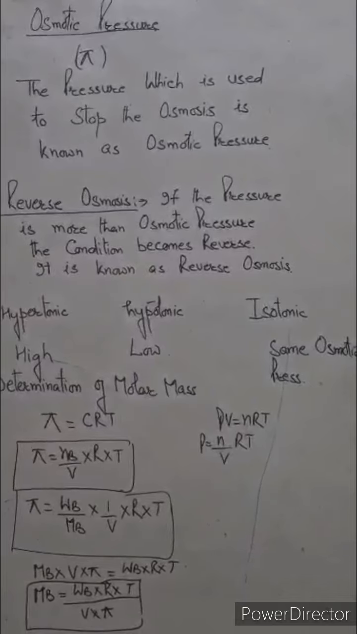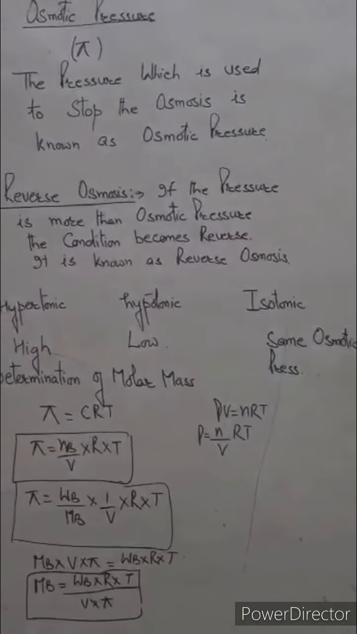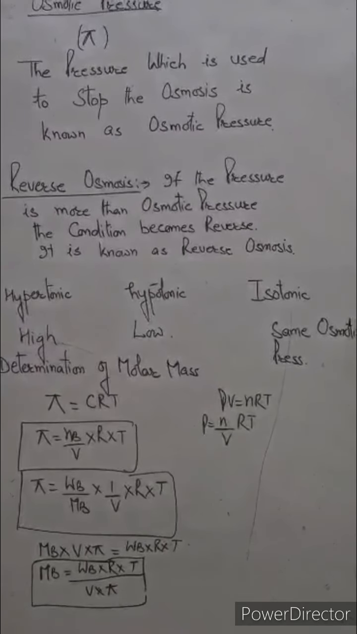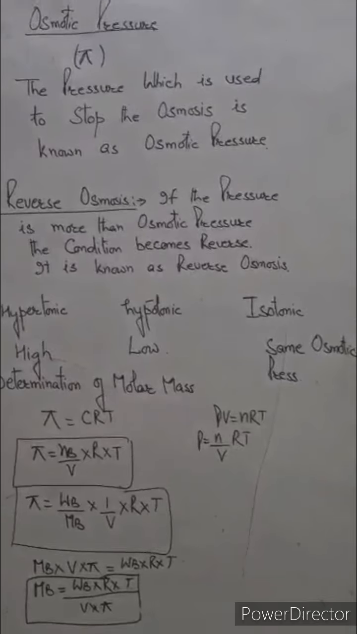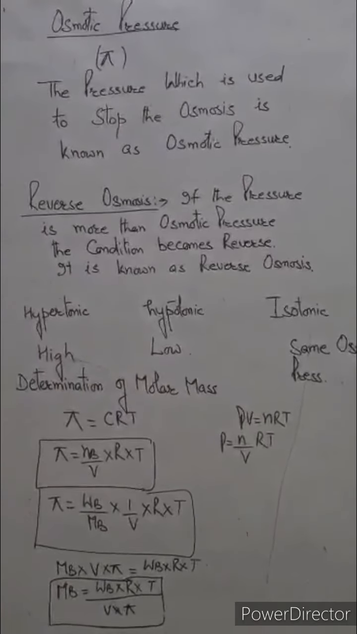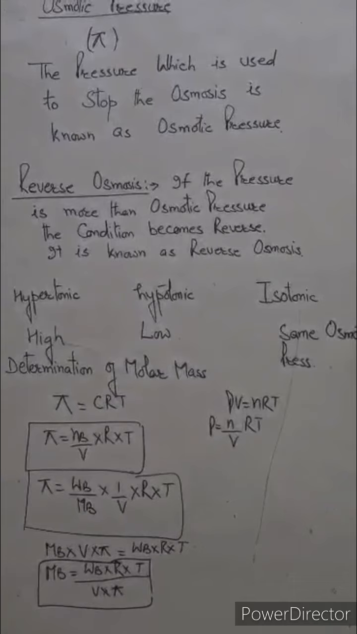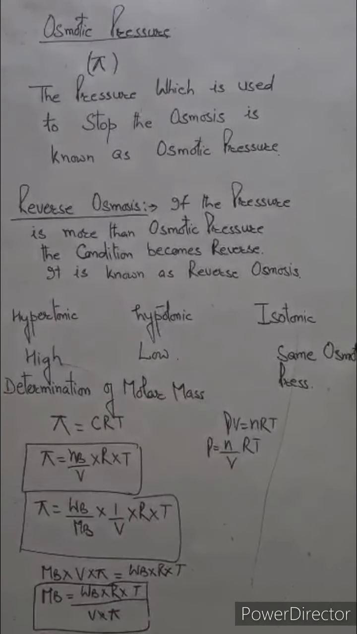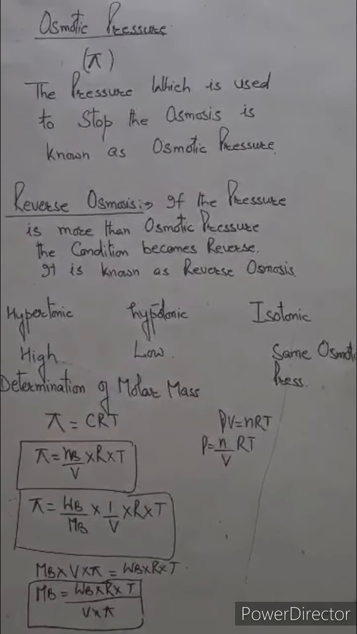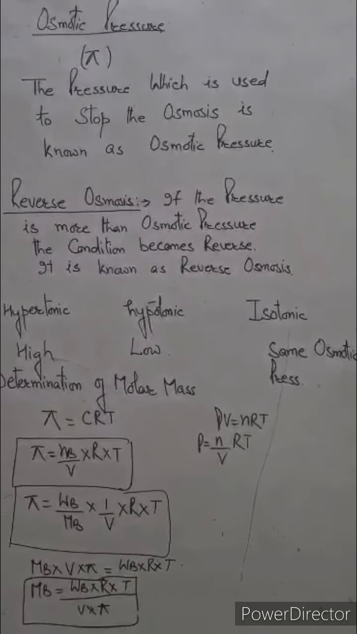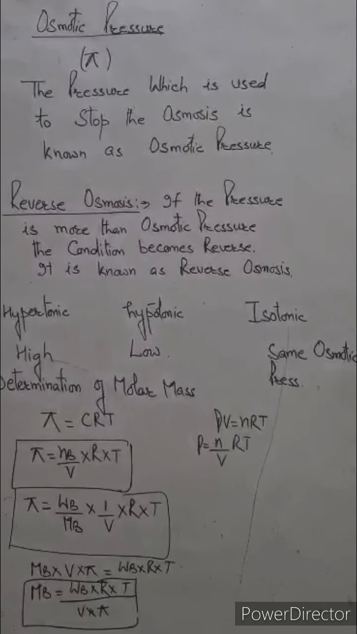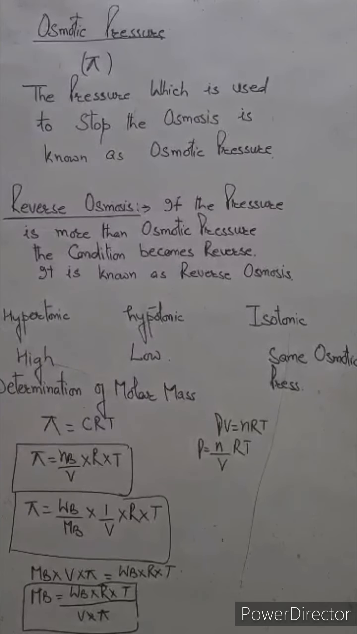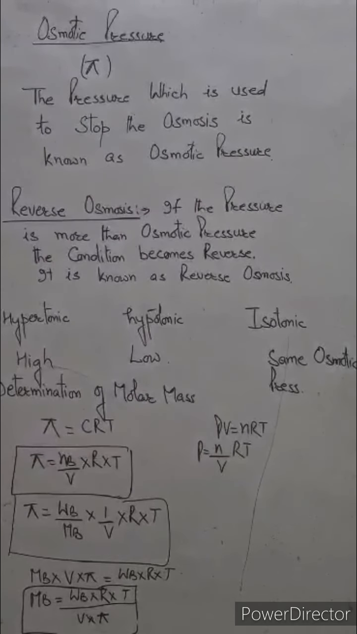Osmotic pressure is denoted by pi, right? The pressure which is used to stop the osmosis is known as osmotic pressure. For example, अगर नलके में से पानी आ रहा है, right? हम क्या करते हैं, हम उस नलके को बंद करते हैं कि जो फ्लो पानी का आ रहा है वो रुक जाए. That is to stop it. So जो प्रेशर हमने यूज किया उसको रोकने के लिए, that is known as osmotic pressure. The pressure which is used to stop the osmosis is known as osmotic pressure, right?